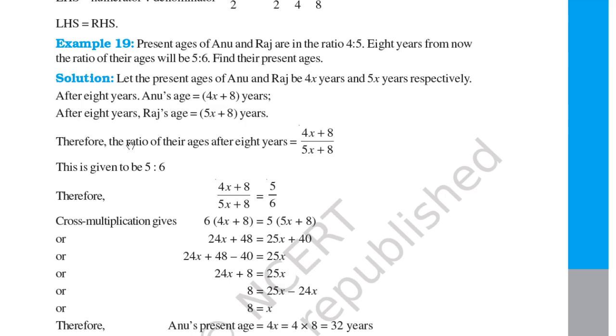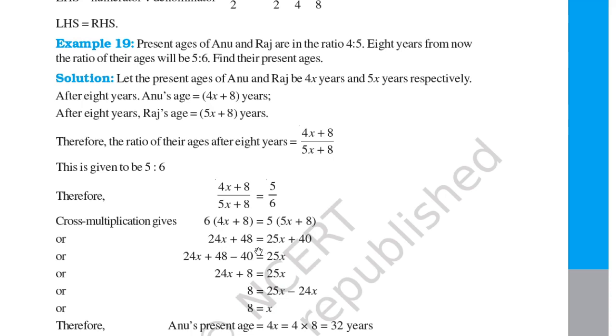Therefore, the ratio of their ages after 8 years is (4x+8)/(5x+8), which is given to be 5:6. So this will be equal to 5/6. Cross multiplying gives 6(4x+8) is equal to 5(5x+8). So we multiply inside: 6 into 4 is 24x plus 48 is equal to 5 into 5 is 25x plus 5 into 8 is 40.